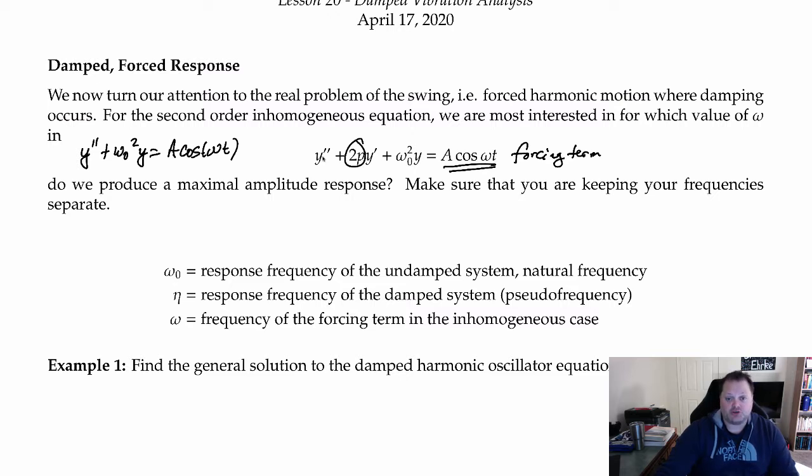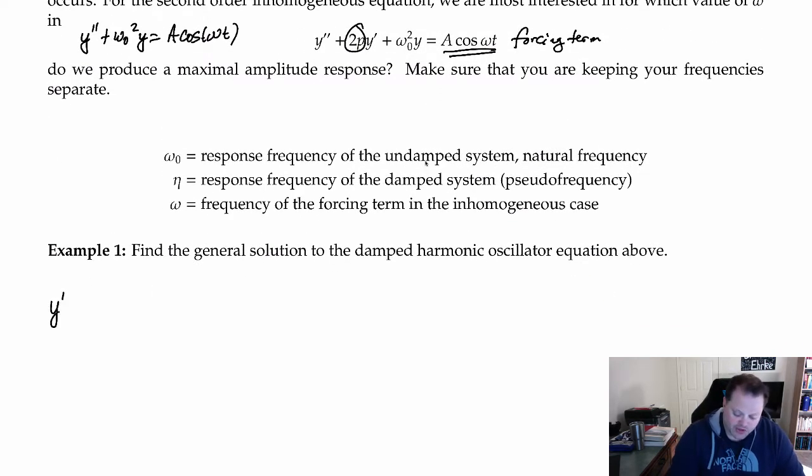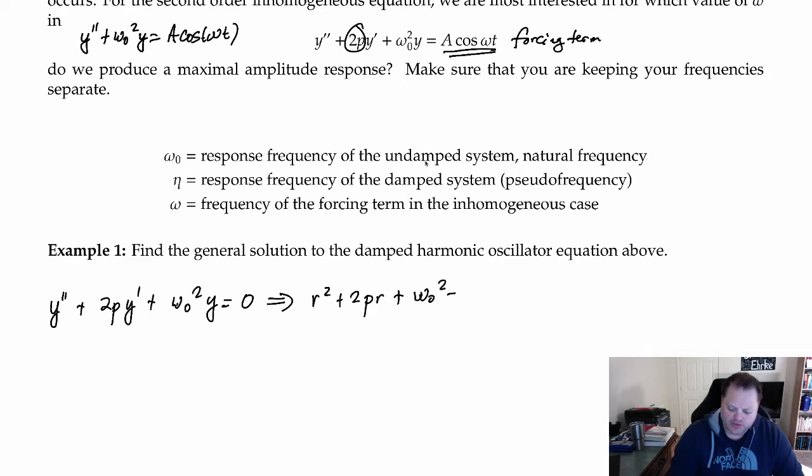So what I want to do is find the general solution to this equation. We're going to find both the homogeneous solution and a particular solution, and we will be using exponential response. If you need to go back and review the exponential response theorem from last time, we're going to be using that just like we used it on Wednesday. To find a general solution, I'm going to start by finding the homogeneous solution, which involves the characteristic equation, r squared plus 2pr plus omega naught squared equals 0.